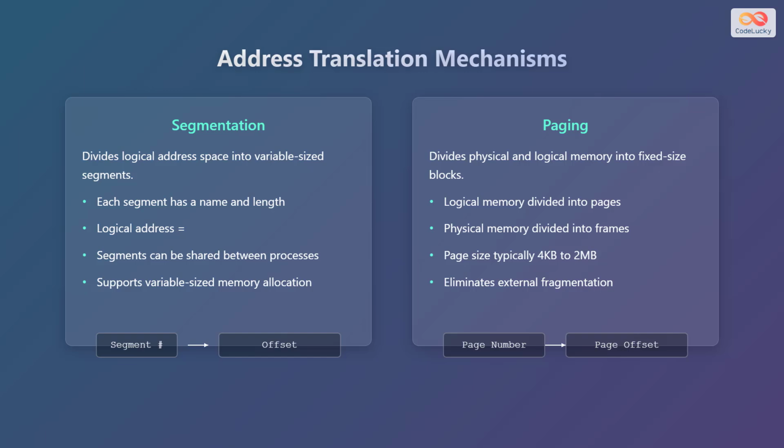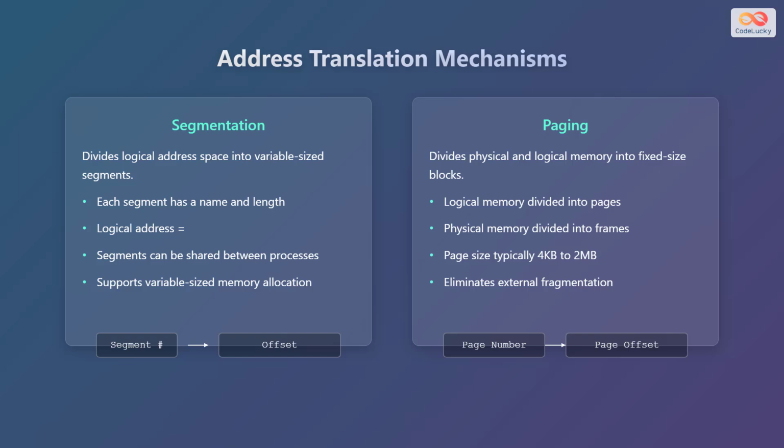Now let's explore address translation mechanisms, starting with segmentation. Segmentation divides the logical address space into variable-sized segments. Each segment has a name and length. The logical address is represented as a segment number and an offset. Segments can be shared between processes and support variable-sized memory allocation.